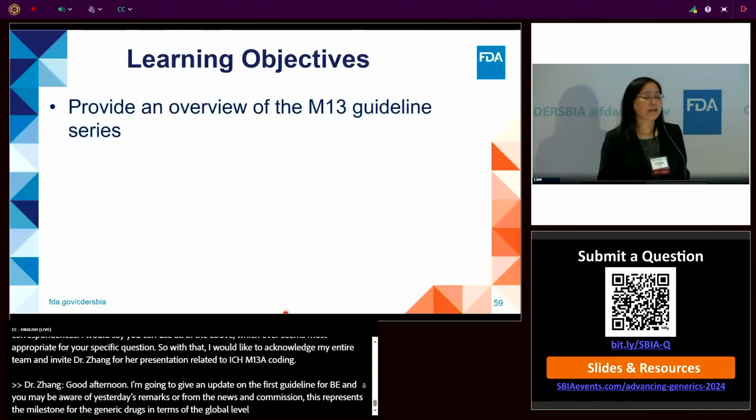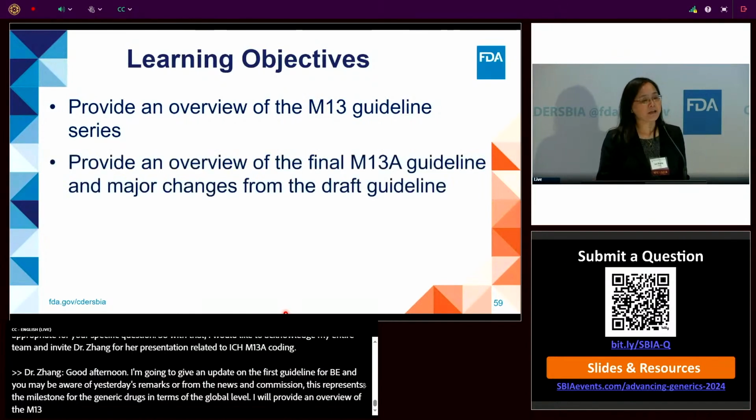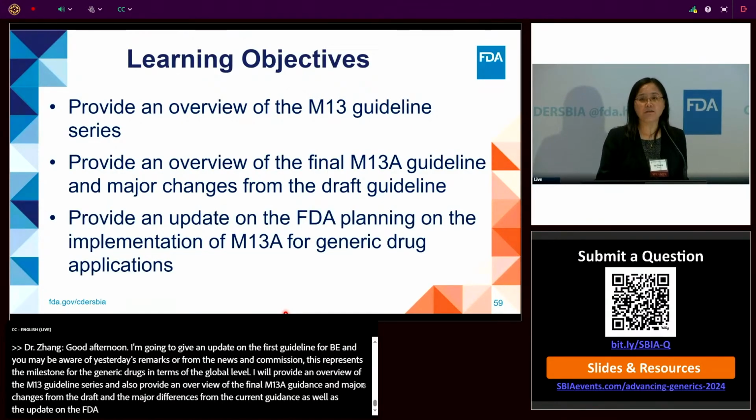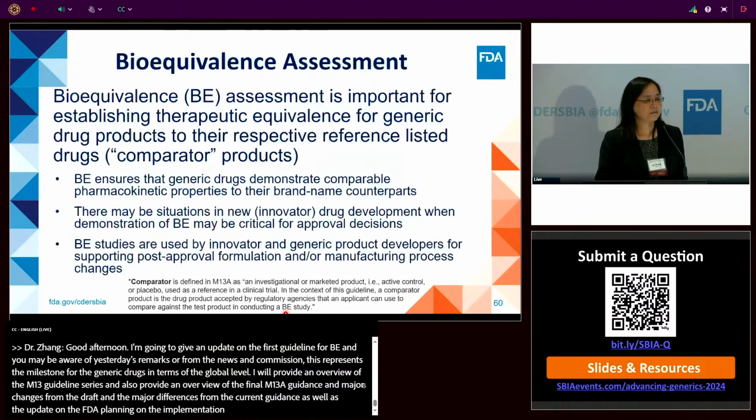So I will provide an overview of the M13 Guideline Series, not just M13A, but what's the plan, and also provide an overview of the final M13A guidance and major changes from the draft, and also what the major differences are from the FDA's current general guidance, as well as provide an update on the FDA planning on the implementation of M13A for generic drug development.